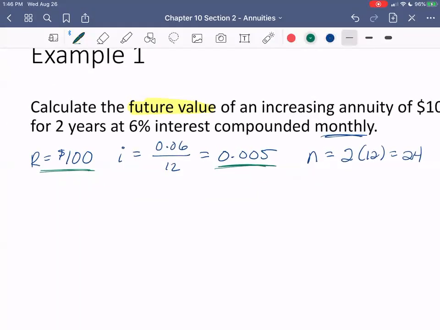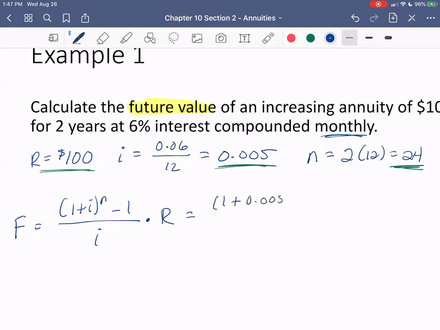So now here is our third piece. We have R, we have our I, we have our N, and now we can substitute into our formula. So our formula, F equals 1 plus I raised to the power of N, minus 1, all over I, and this is all times R. Now I'm going to substitute in. So 1 plus our I, which is 0.005, to the 24th power, minus 1, all over I, which is 0.005, times our rent, which is 100.